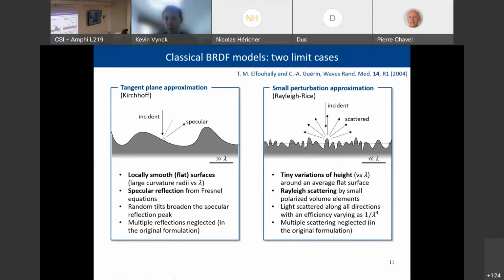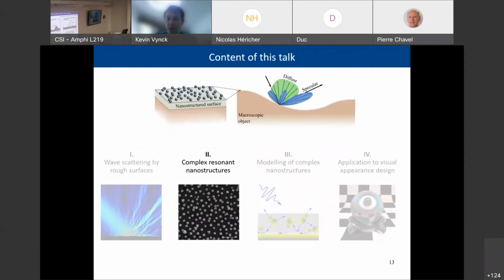Also in this model, the multiple scattering usually is neglected. So light is interacting only once with the surface. It's polarizing a small volume element, and that's it. There is no interaction or multiple scattering on the surface in the original formulation. So you can see here that we have two models, one for structures that are very large compared to the wavelengths, one for structures very small compared to the wavelengths. So of course, the question is then, what can we expect when we have wavelength-scale scattering elements that would be interacting together? And this is the point of this presentation.